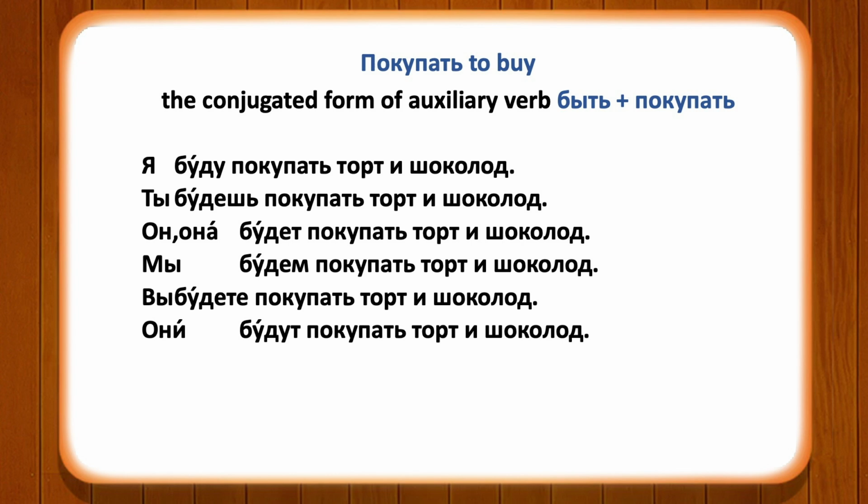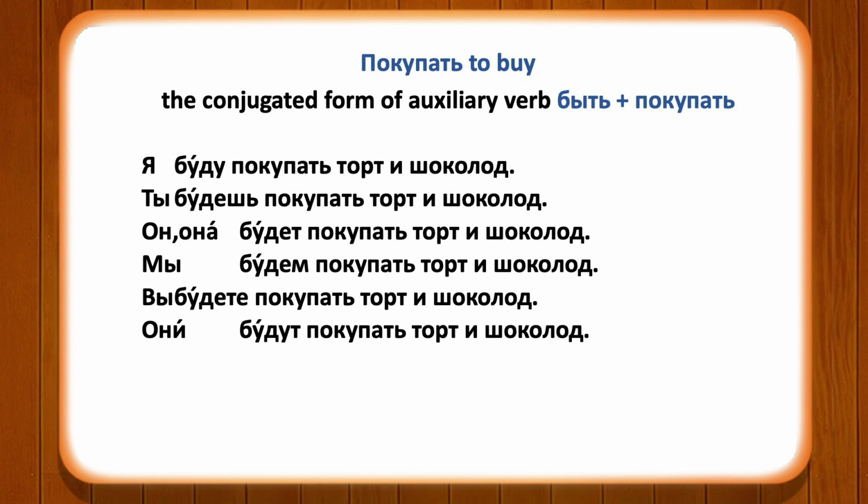Он будет покупать торт и шоколад. It means he will be buying or he will buy a cake and a chocolate. Она будет покупать торт и шоколад. It means she will be buying a cake and a chocolate. Or she will buy a cake and a chocolate. Мы будем покупать торт и шоколад. We will buy a cake and a chocolate, or we will be buying a cake and a chocolate.